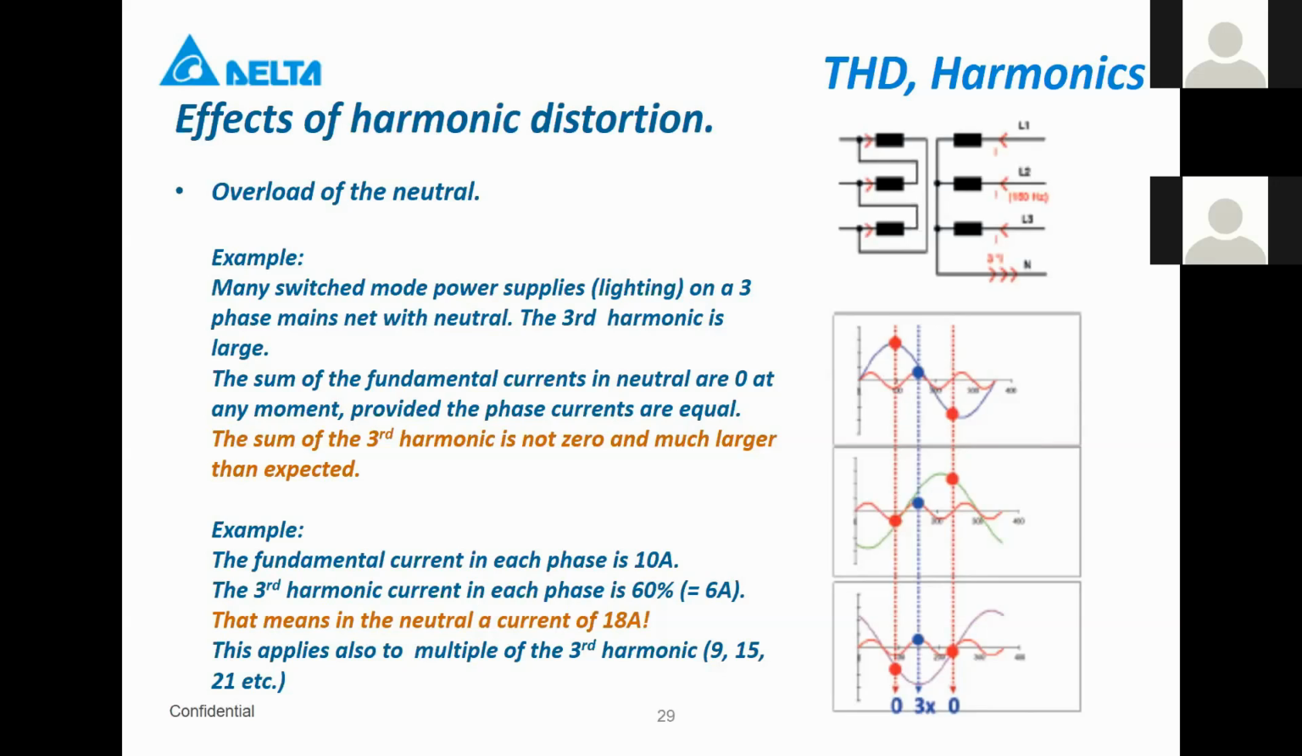Because, for example, the third harmonic causes the trouble. The third harmonic is not 0 in all cases. That means for a small calculation, if the fundamental in each phase is, for example, 10 amps, and the third harmonic is roughly 60% of the fundamental, it's 6 amps. In total, you have to add all three phases. It will be in neutral, more or less 18 amps. So that's already more than the fundamental.